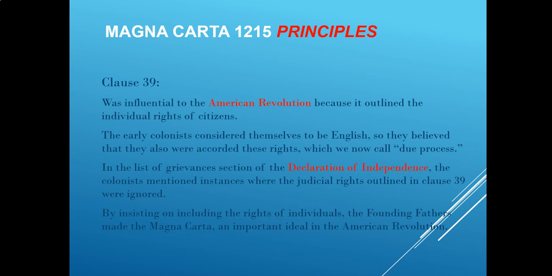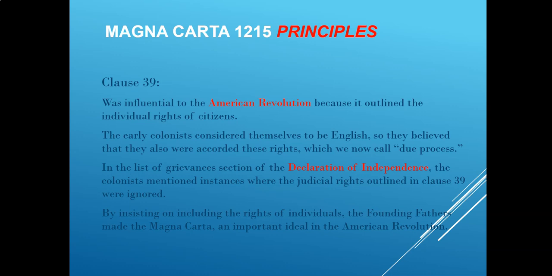So they believed that they also were accorded these rights of the Magna Carta, which we now call the due process. And in the list of grievances written by the colonists of the Declaration of Independence, the colonists mentioned instances where the judicial rights outlined in clause 39 were actually ignored by the king. So this was one of the reasons that was given in order to rebel against the mother country, Great Britain or England. And obviously this has to do with clause 39.